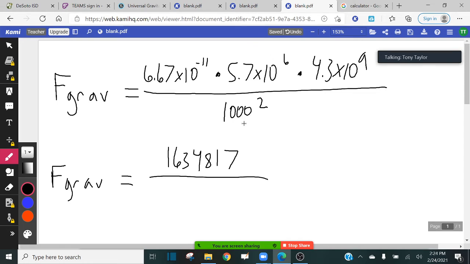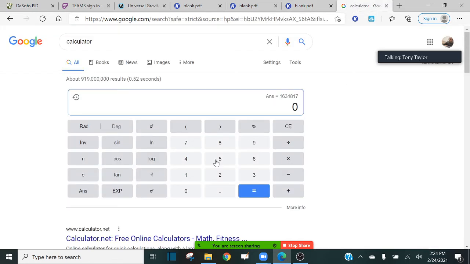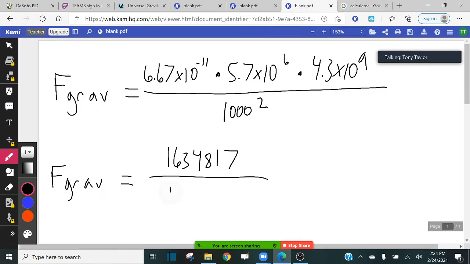Now, what is my denominator? My denominator is 1,000 squared. So let me put that in my calculator. 1,000, and then I'm gonna square it. So hit this button and hit squared. So 1,000 squared, that is equal to 1 million. Okay.